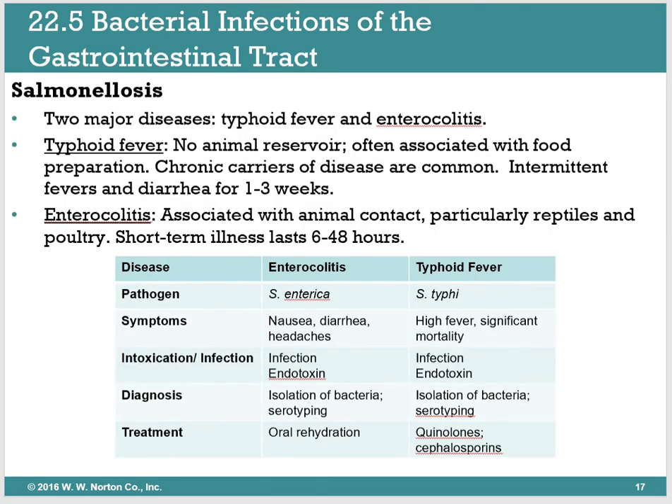Okay, now we're going to talk about Salmonella. This disease is normally caused by two major presentations, either typhoid fever or enterocolitis. If typhoid fever is present, then there's no animal reservoir, meaning it's transmitted from human to human, and normally it's associated with poor food preparation. So if the food is contaminated, then typhoid fever may occur if the Salmonella species is present.